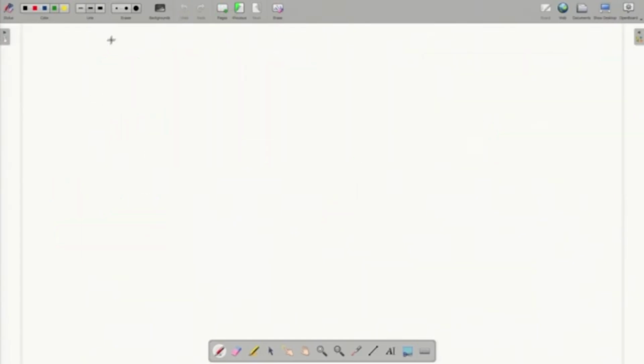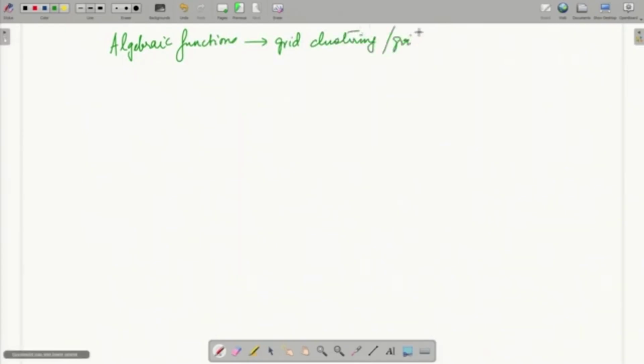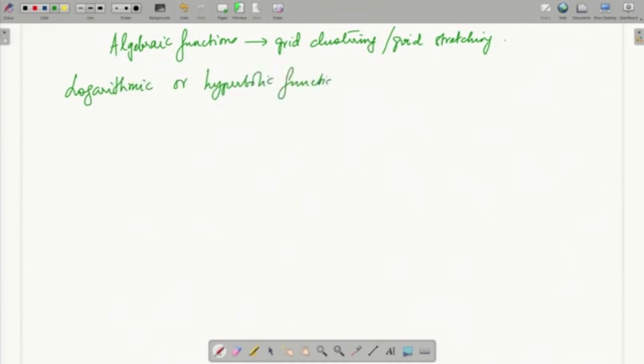Earlier, we were talking about using algebraic functions for grid clustering or grid stretching. There are other means of doing that also. You can use logarithmic or hyperbolic functions. They can also be used for grid clustering.